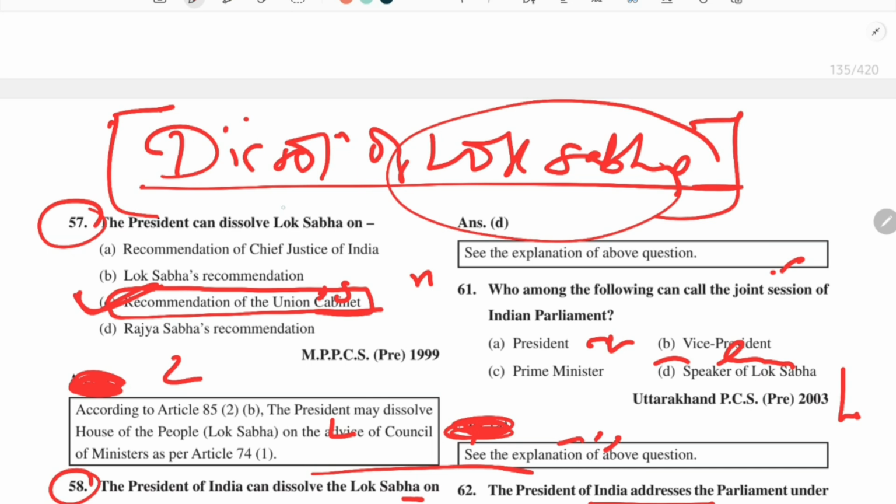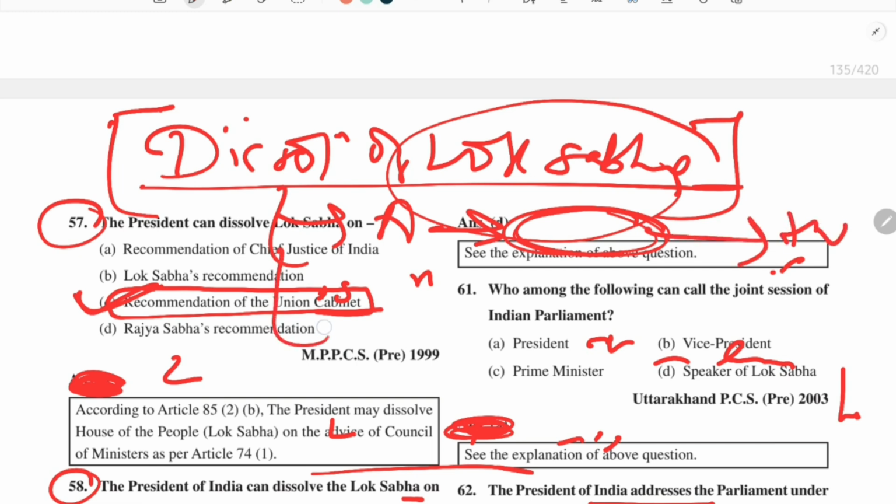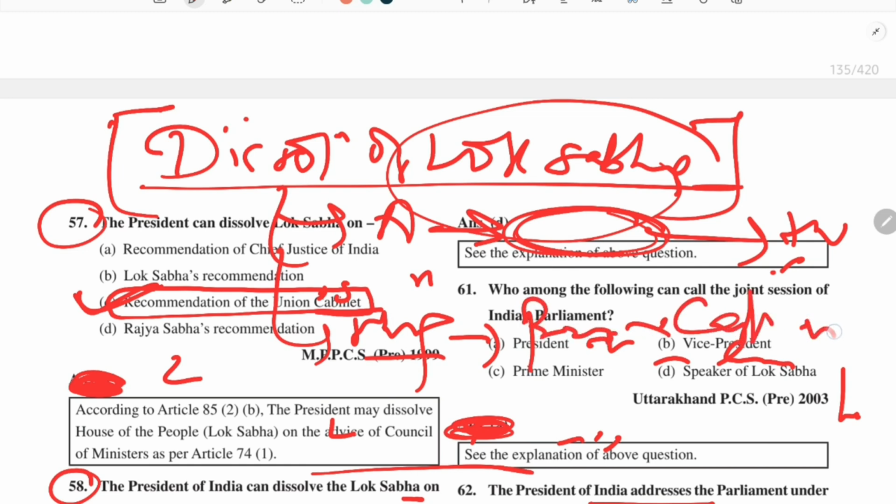So it must be clear to you that in automatic dissolution, when the tenure is up, the prime minister and his council of ministers advise to dissolve the Lok Sabha to form the new government. And in the second case, when there is a situation of hung parliament, no party is able to form the government, then the president dissolves the Lok Sabha and calls for fresh election so that a new government can be formed. So these are the two situations when the dissolution of Lok Sabha takes place, and there is no such dissolution in the Rajya Sabha, that you must always remember.